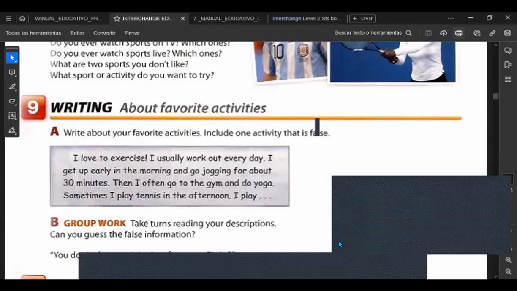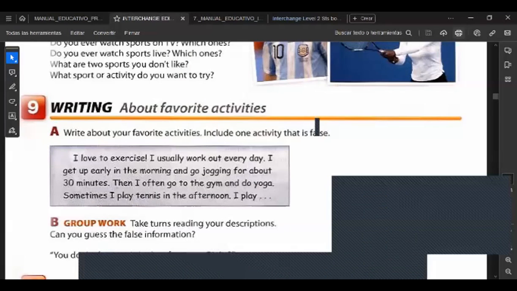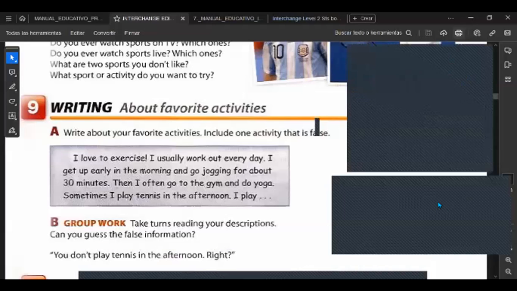Okay, what did you listen? Any word, any expression? What did you listen? Something? ¿Qué escuchó? I'm going to choose a person. She says she plays tennis, not very well, but I don't know her name. She plays, Lucia, repeat for me. She plays tennis. Okay, thank you, Lucia, very good.